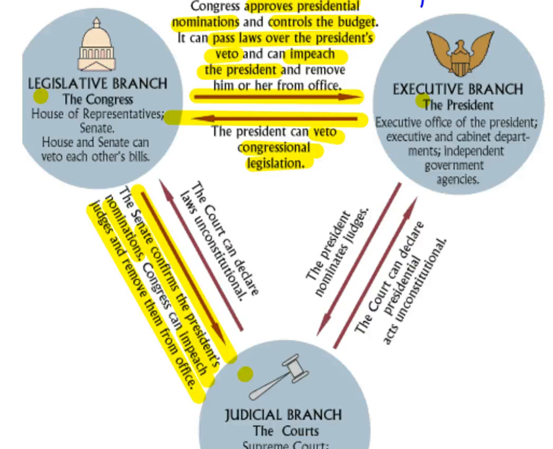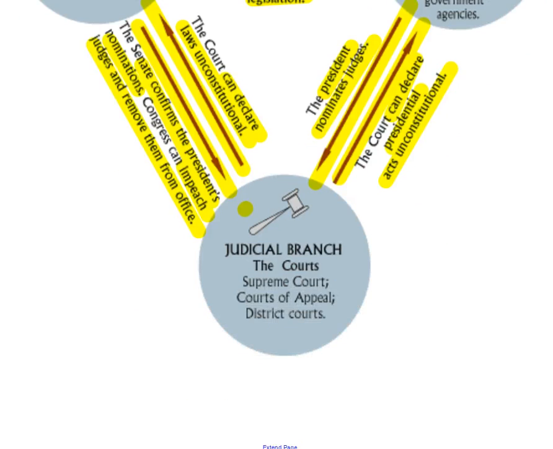All right, let's go the other way now. How can the court check the legislative branch? Well, this is basically their big job. They can declare laws unconstitutional, and it happens pretty much on a regular basis. All right, let's go from executive branch to judicial branch. The president nominates judges, which I was just talking to you about. And then if we go this way, all right, the judicial branch can declare presidential acts unconstitutional. That happens every so often, not as often as declaring laws unconstitutional, but it does happen. All right, nice job.